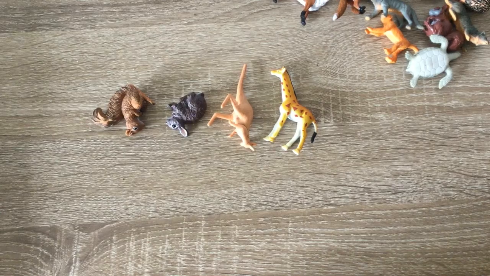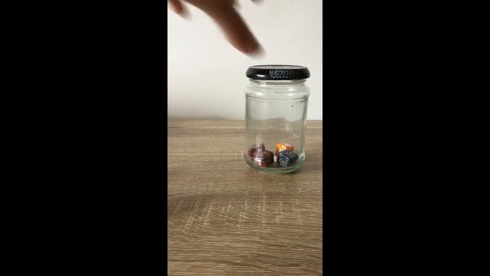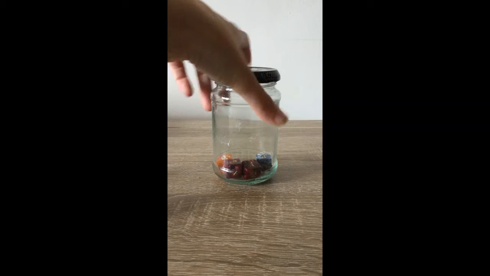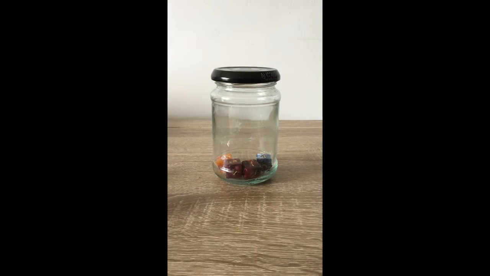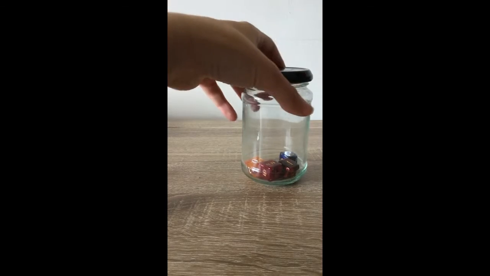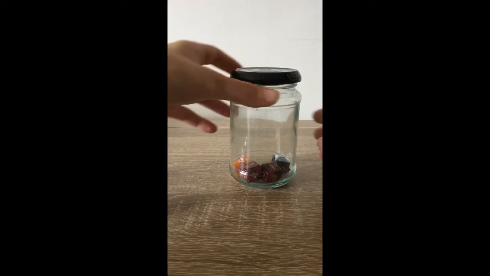Now, what I'm going to do is get a jar and we're going to do some estimation with that jar in just a moment. All right, so I've gotten a jar and I've put some dice inside my jar. But what you could do at home is do some toys or marbles, or some pom-poms, and put them into a jar. And then you can make some estimations, make some guesses. So this one, I've put a couple in just to show you for an example.